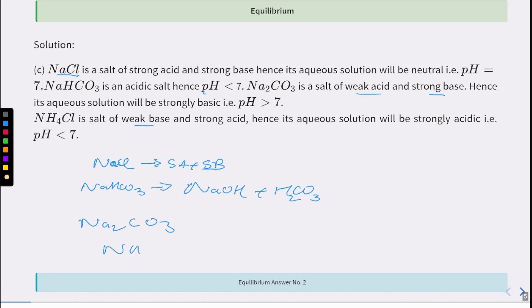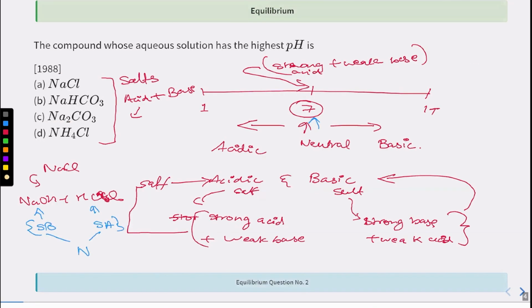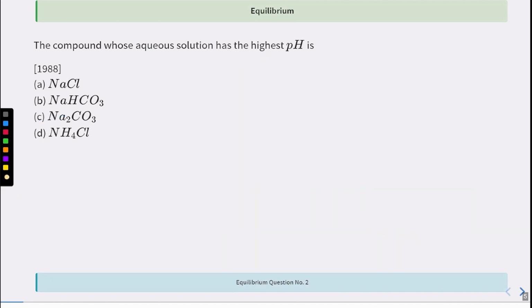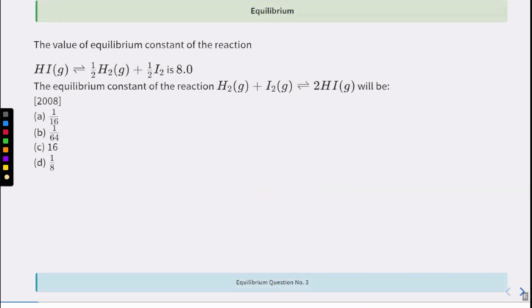Okay, and NH4Cl. Now the question is that NH4Cl is a weak base and strong acid, so NH4Cl is an acidic salt. Na2CO3 is a weak acid and a strong base, so that is a basic salt. Correct? This is an acidic salt, and this is a neutral salt. And we already saw in our diagram over here that a basic salt will be closer towards 14, right? So that is why the option over here is going to be Na2CO3. Okay. So I hope this question is clear. It was a comparatively simple question.